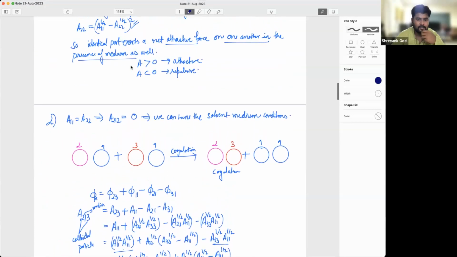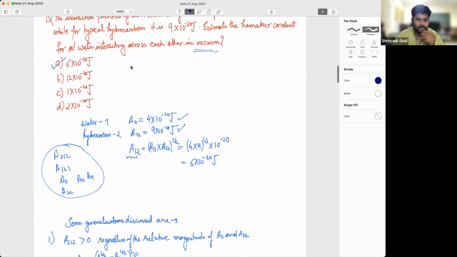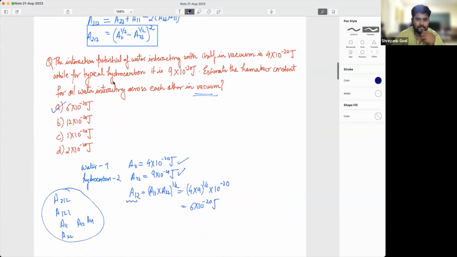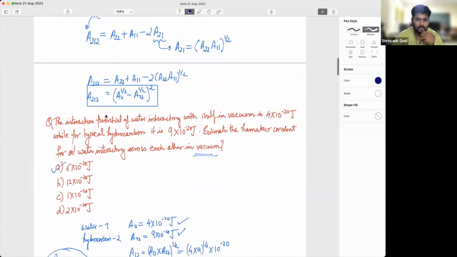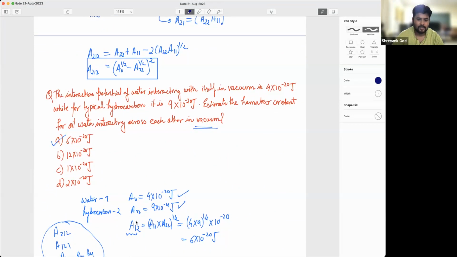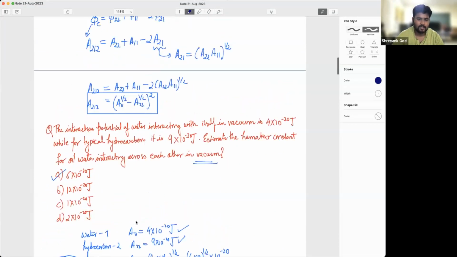So that's what I discussed at the start, when you are having water. In this question, we are calculating the interaction between, let's say, water molecules in vacuum, which is something like this, and hydrocarbon molecules with themselves, which is something like this, and we need to find out the interaction between each other. So we have to calculate this kind of interaction. This is the case when this is this case.